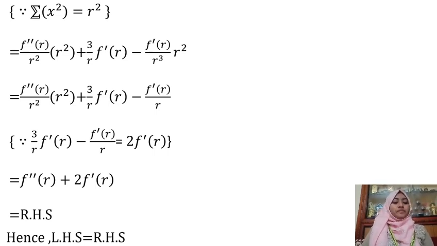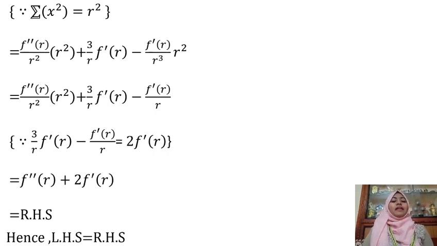Then in the first term we have f double dash of r by r square into r square, plus 3 by r into f dash of r, minus f dash of r by r cube into r square. In the last term, r square and r cube get cancelled and we have r in the denominator. In the second term, we have no r in the numerator, so no cancellation. In the first term, we have r square in both the numerator and the denominator, so they get cancelled. We are left with f double dash of r only.